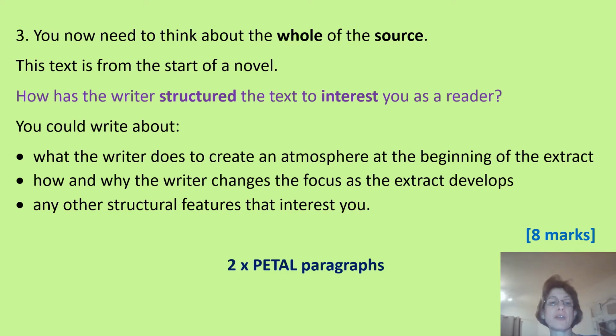Question 3. You now need to think about the whole of the source. The text is from the start of a novel. How has the writer structured the text to interest you as the reader? That's always the common sentence in these questions. You could write about what the writer does to create an atmosphere at the beginning of the extract, how and why the writer changes the focus as the extract develops, and any other structural features that interest you. It's 8 marks, which means 2 PETAL paragraphs.